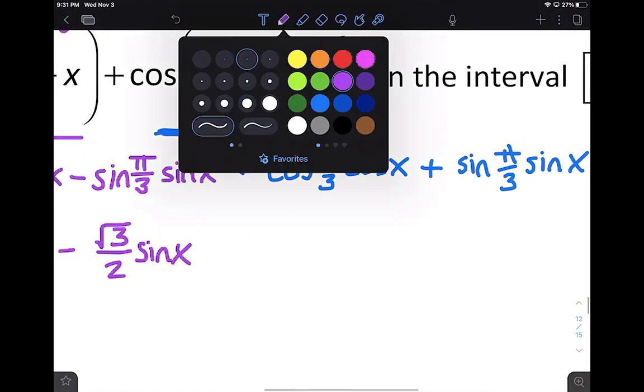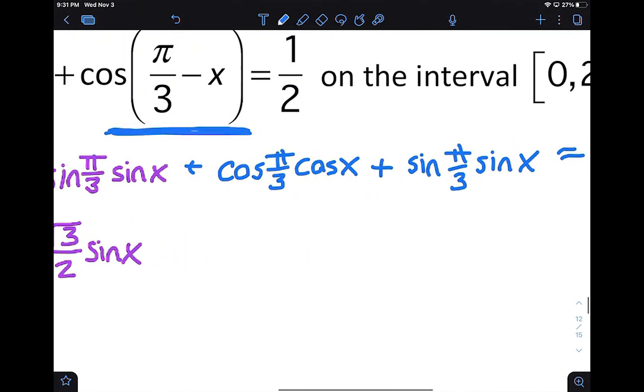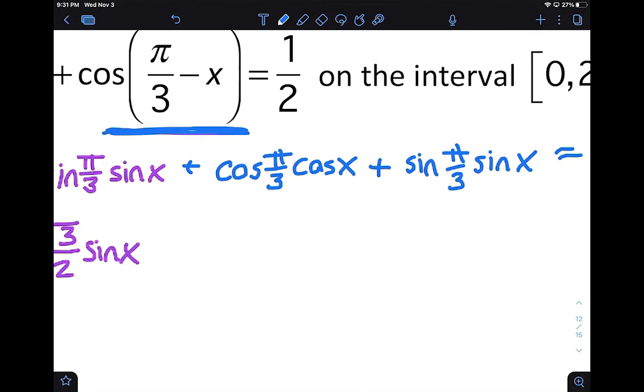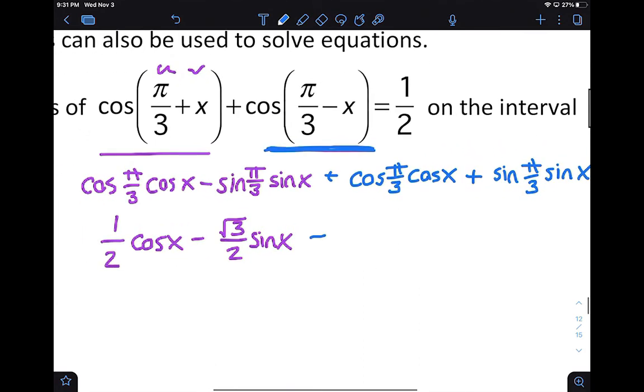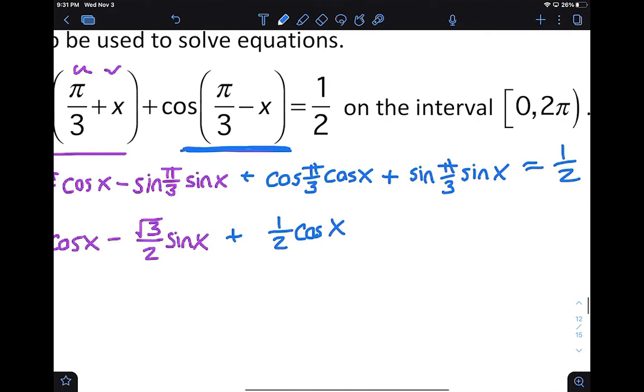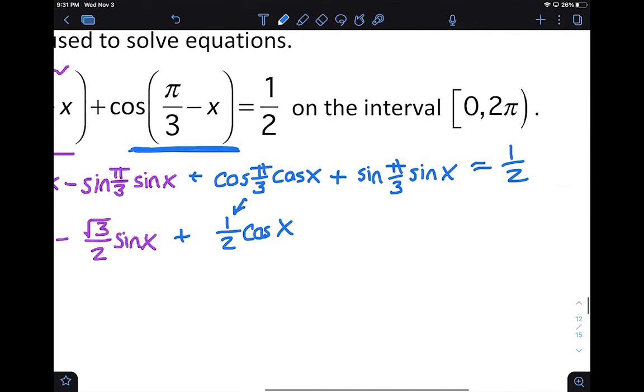And then now we'll come over here. It's very, very similar. Cosine of pi over 3 again is 1/2. We'll go 1/2 cosine of x. Okay, and then the plus, that'll be root 3 over 2, times sine of x right there. And then finally, the right hand side equals 1/2.